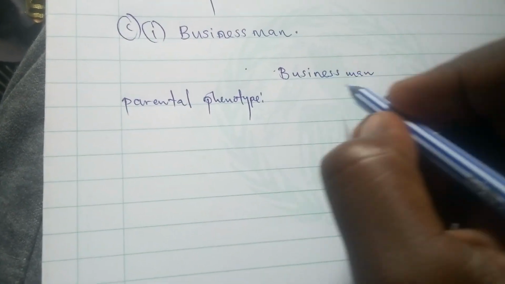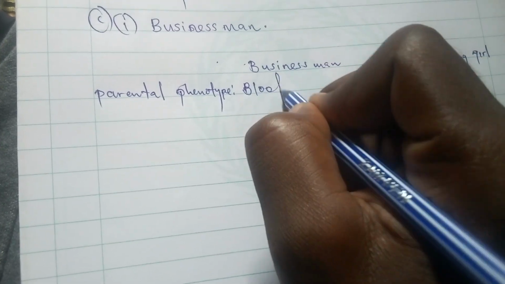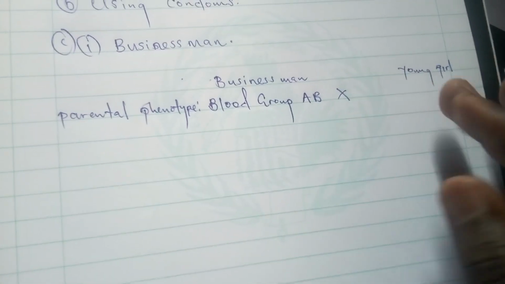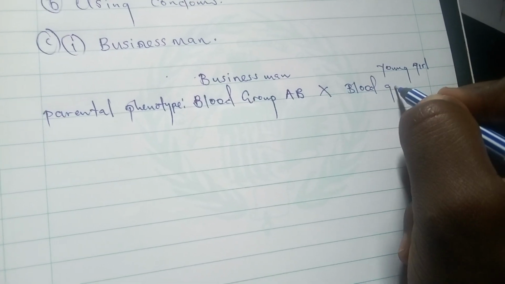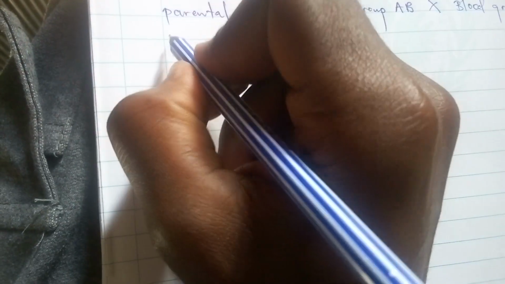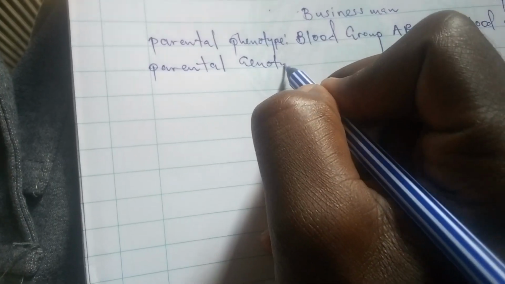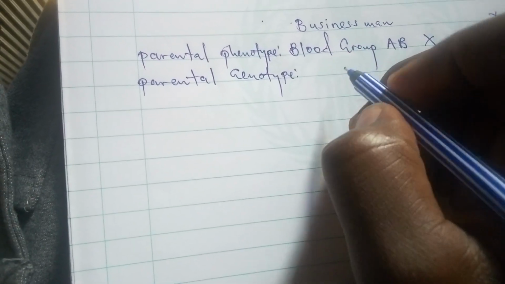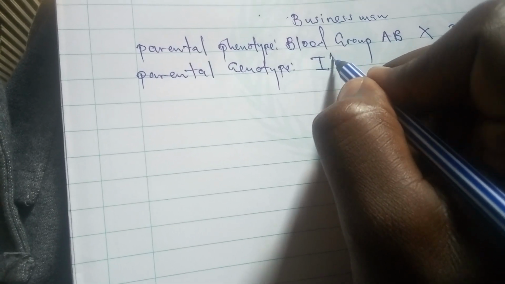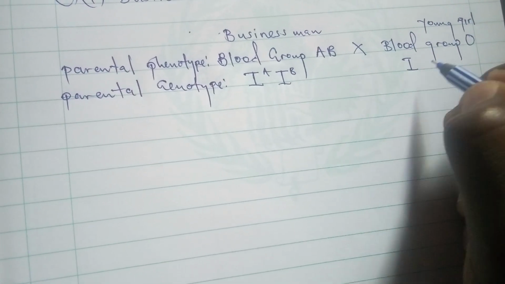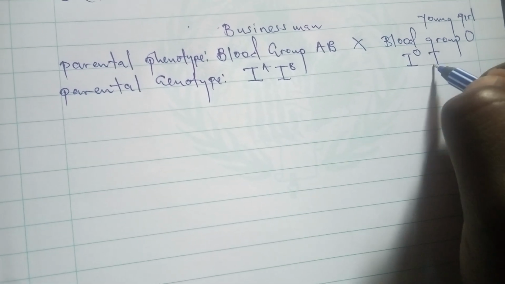So a businessman with blood group AB was crossed with the young girl with blood group O. The second thing is the parental genotype. Genotype is the genetic composition of an organism. So whenever you're writing blood group, don't forget to put the letter I. So there it is I^A, there it is I^B. For the young girl, our genotype was O over O.